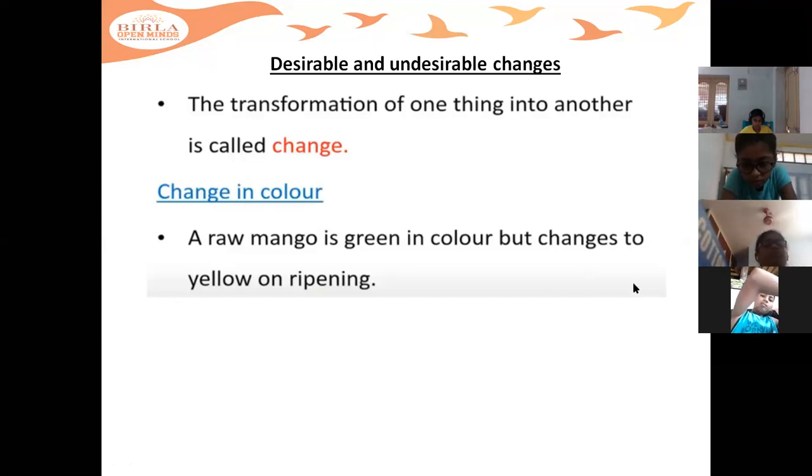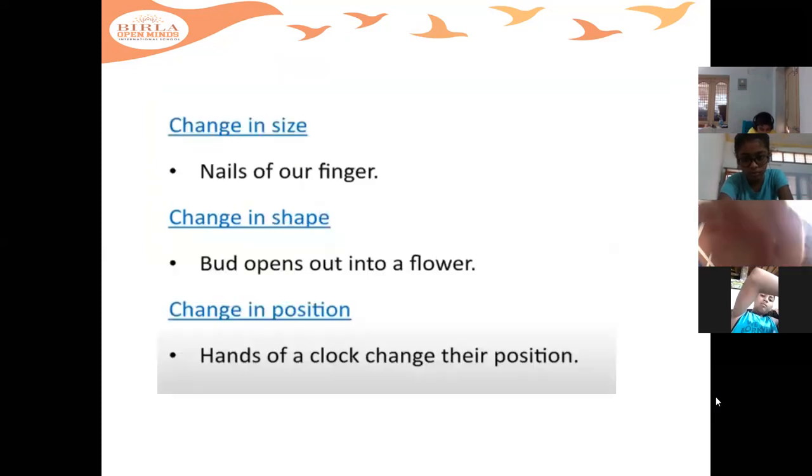Change in color. Raw mango is green in color but changes into yellow on ripening. So it is also a desirable change. If finished, then I'll change this slide. Change in size is also a desirable change.